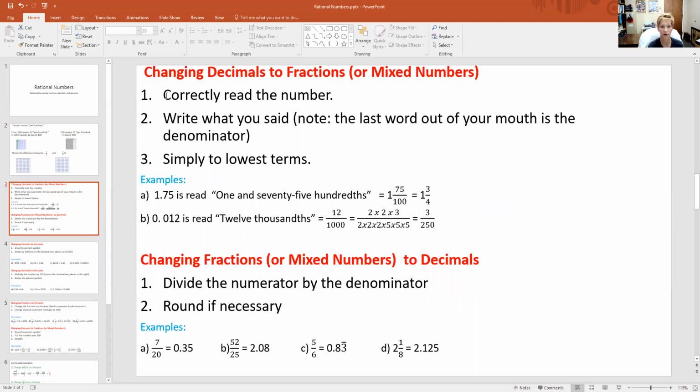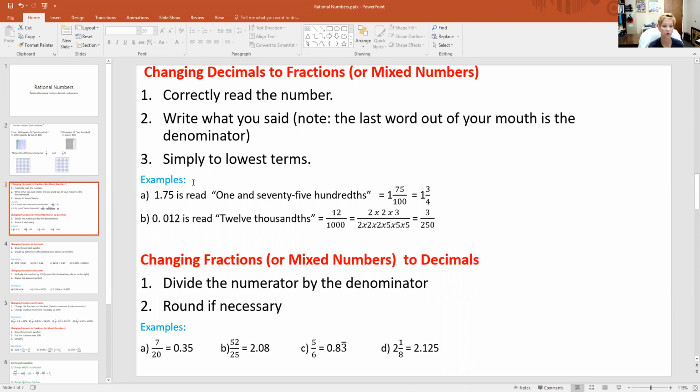Well, the first thing you've got to do is correctly read the number. You know, we're not going to say 1.2. Then you simply write on your paper what comes out of your mouth. And remember, the last thing that comes out of your mouth is going to end up being your denominator, because it's the place value of the last digit, and then just simplify it.